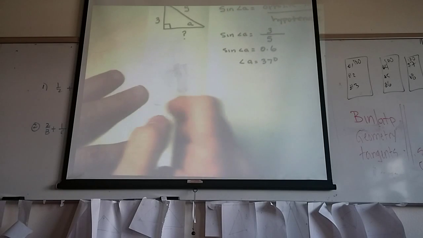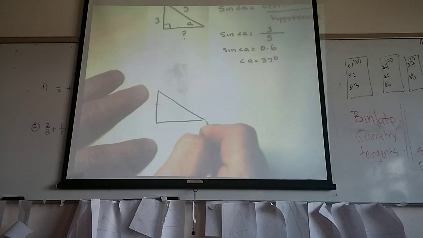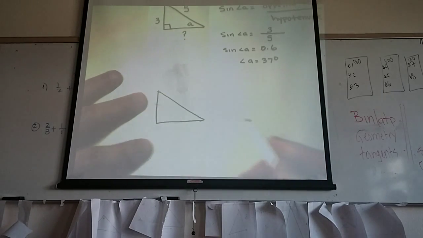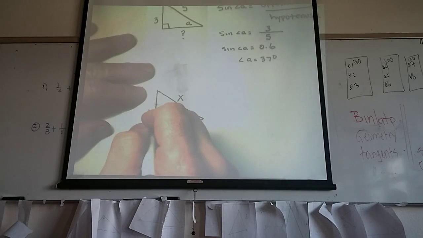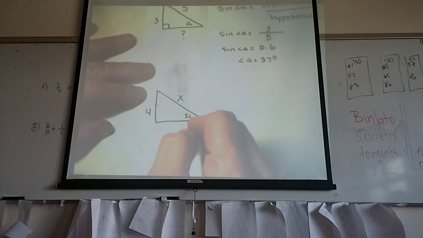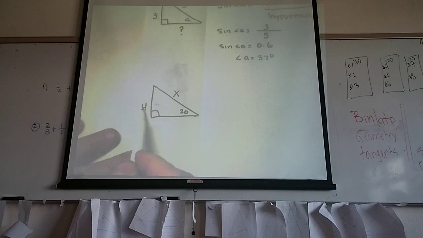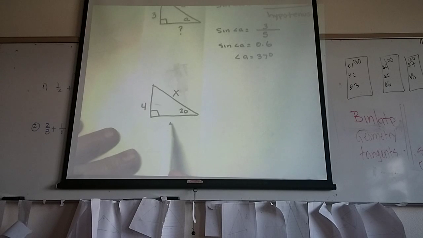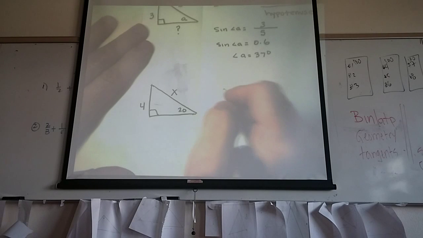Now, there's another problem where I am going to hide the sides. Well, let's say I hide the hypotenuse. And I am going to give you, I'll make the opposite 4, and I'll say this angle is 20. In this one, I'm given an angle, and from the angle, I am given the opposite side, and I'm not given the adjacent side or the hypotenuse. So I'm not able to use tangent. The only thing I can use here is sine.